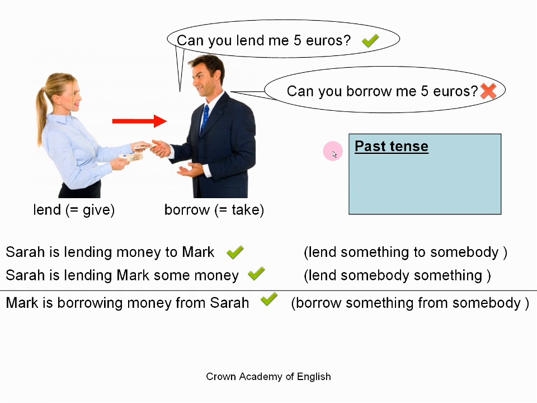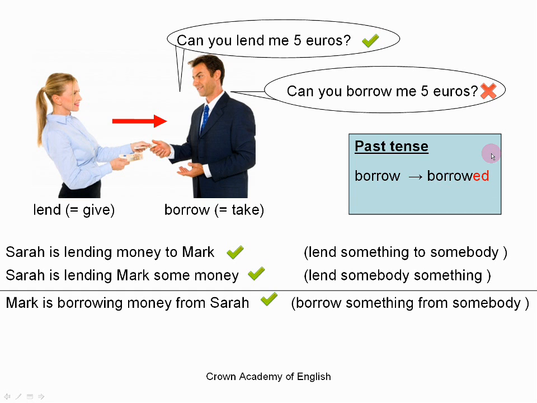The past tense. So how do we say borrow and lend in the past tense? Well, borrow is very easy. It's a regular verb, so we just add ed to the end of the verb. So borrow becomes borrowed. I borrowed, you borrowed, he borrowed, we borrowed, you plural borrowed, they borrowed. So this is just a standard regular verb.